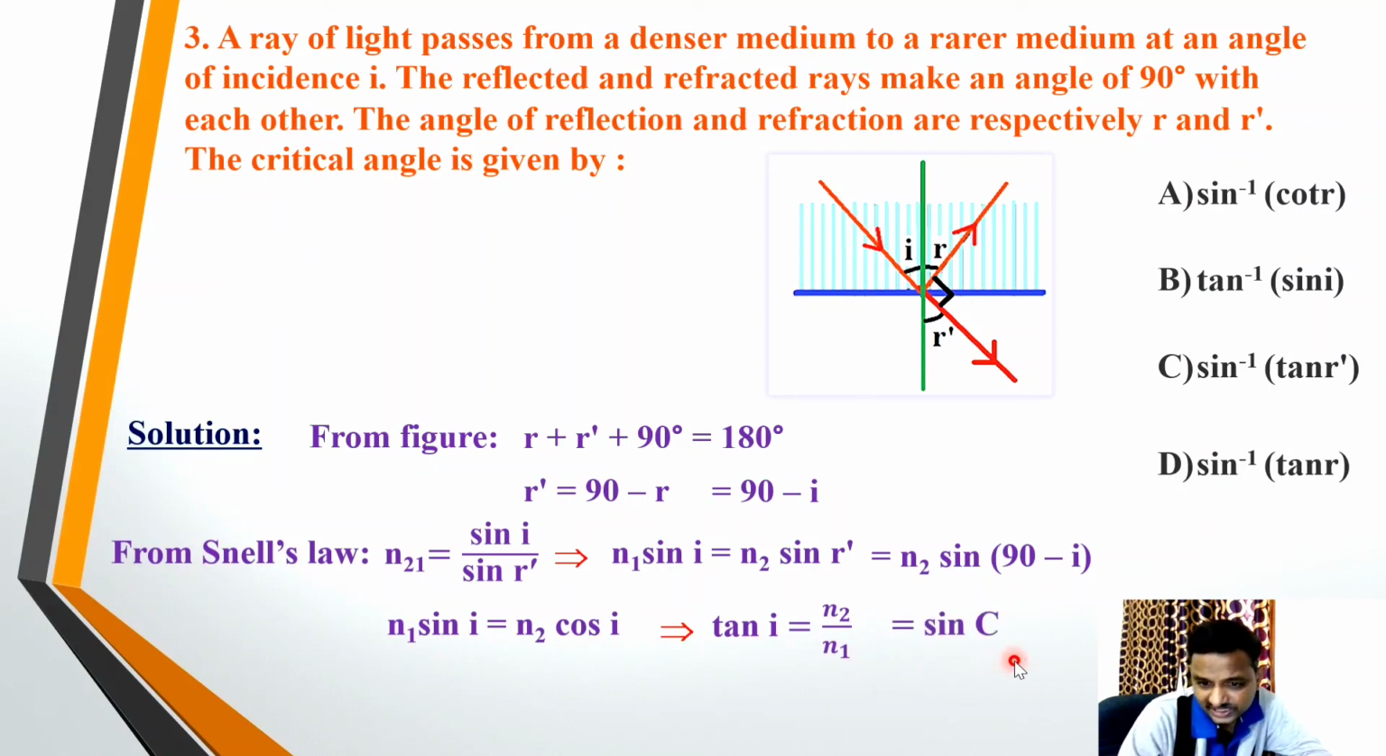That is equal to sin C. So we know the formula for critical angle, that is sin C is equal to 1 by n21. So you can write n2 by n1 is equal to sin C. That implies C is equal to sin inverse tan I. Here I is equal to r, so we can write sin inverse tan r. So finally we got critical angle, that is sin inverse tan r. From the given options, option D is the answer.